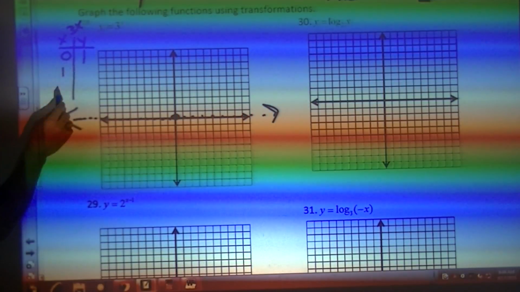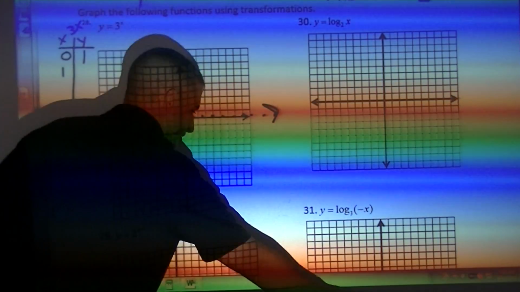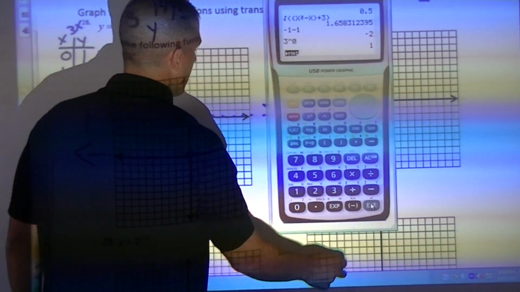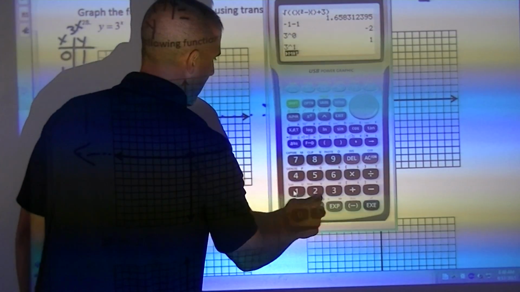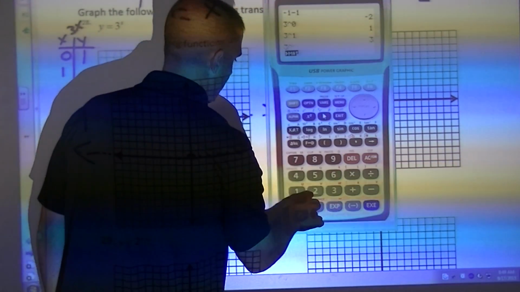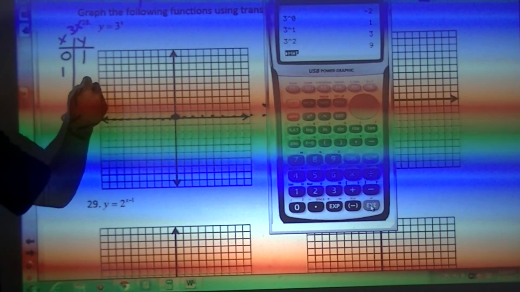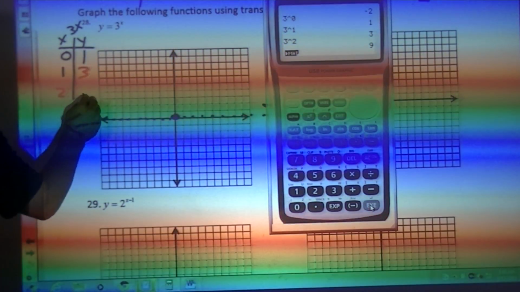So I'm putting that into 3 to the x. 3 to the 0 power, just to reinforce. 3 to the 0 power is 1. 3 to the first power is 3. 3 to the second power is 9. So 1, 3, and 9.